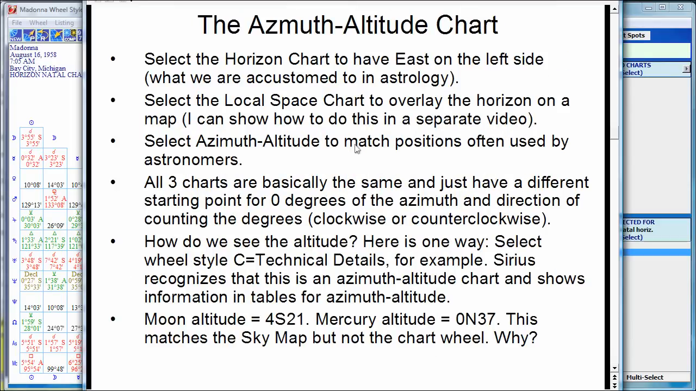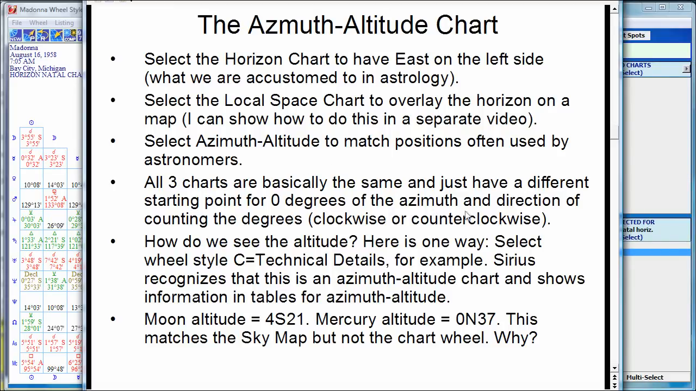Now, and I explained this, local space chart is another variation of an azimuth altitude that has west on the left, just like a geographic map. I should maybe make a video someday on using the local space for picking directions. It's very cool. You can use Google Maps and overlay a chart on top of it. Very interesting stuff. I'll show you that sometime. Let's see. I'm not sure when, but if you want a video on something, just let me know, and I can do that.